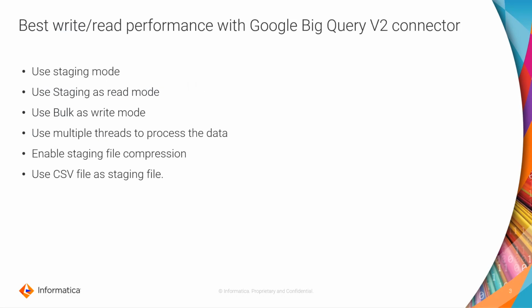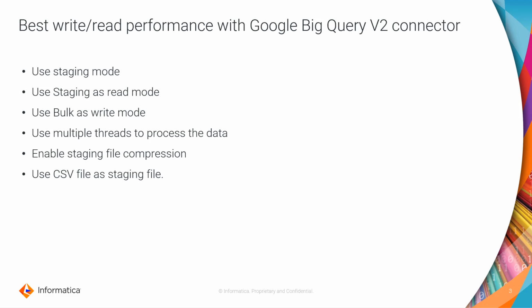So some of the settings that you need are basically applied in the advanced section of your target or source, but also there is one that you will need to apply when you create the connector. In order to get the best performance with the Google BigQuery version 2 connector, you need to use the staging mode. There are other modes like direct or streaming, but staging mode will give you the best performance. So basically what this mode is doing is creating a staging file inside Google, and then all the information will be read from there and extracted and inserted into your target.